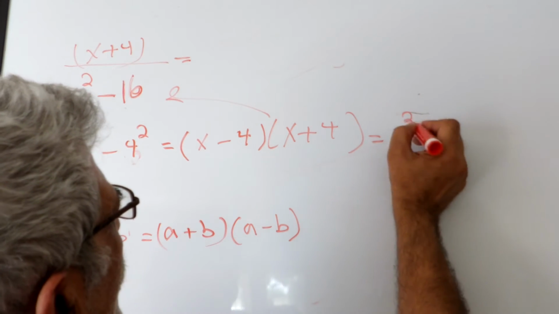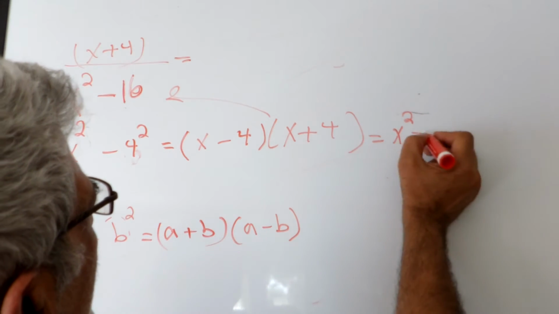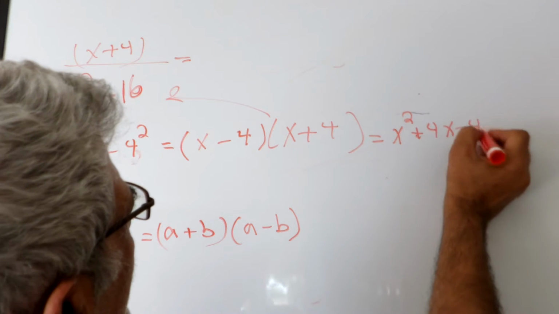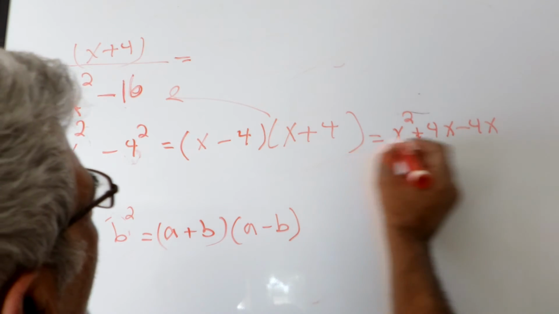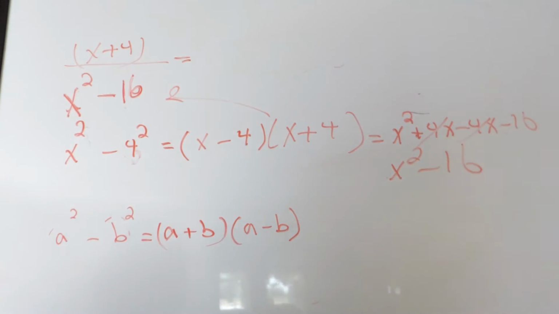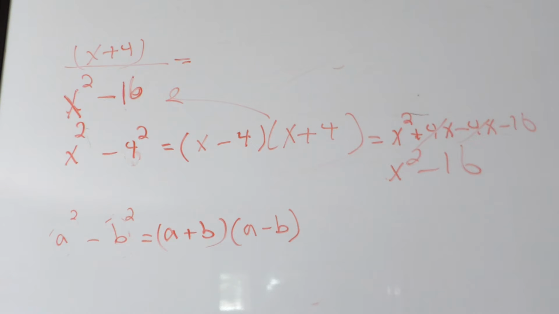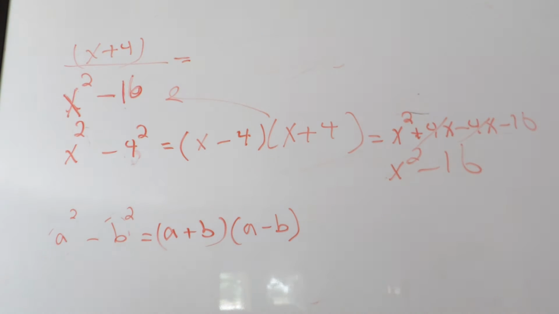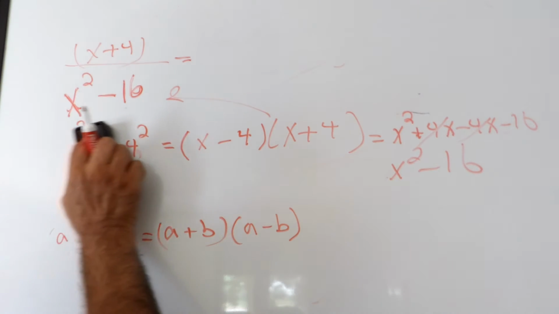So x squared plus 4x minus 4x and minus 16, and this cancels out, giving x squared minus 16. So every time you see something like that, remember that you can do this, as we talked about earlier. Okay, let's solve this one.